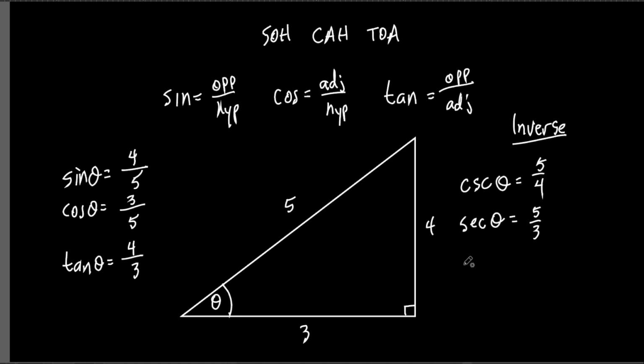Okay, what's the inverse of the tangent? That's the easy one to remember anyway. It's the cotangent. Look at over the tangent. The tangent was 4 over 3, so guess what the cotangent is? It's 3 over 4. That's how you find your inverse functions.